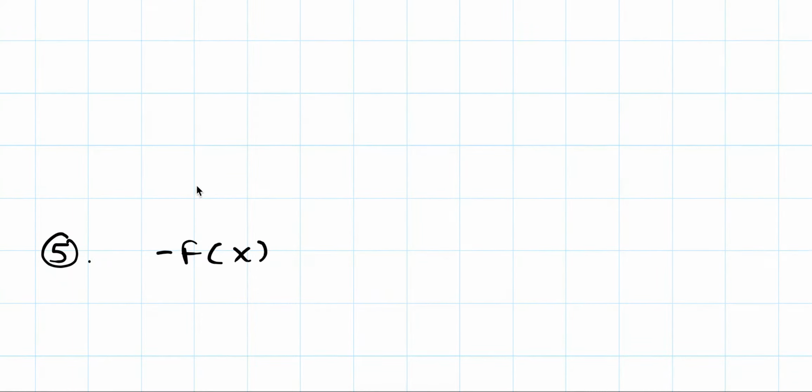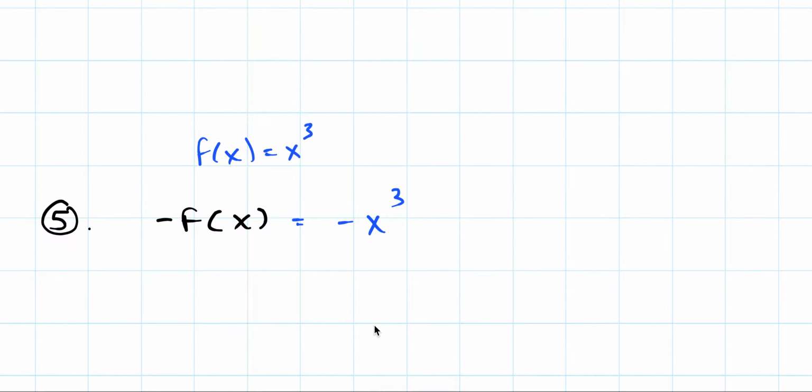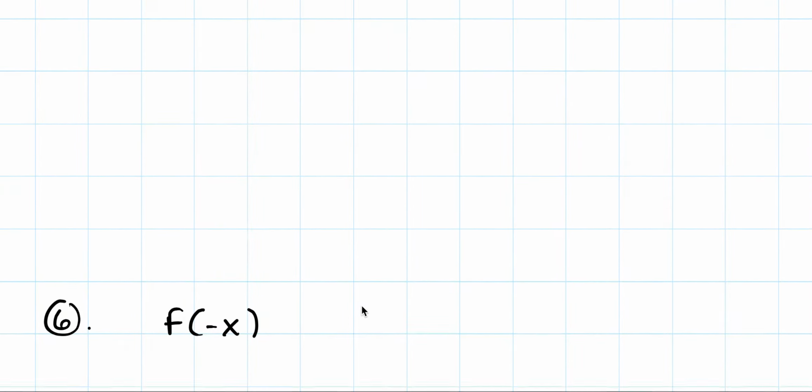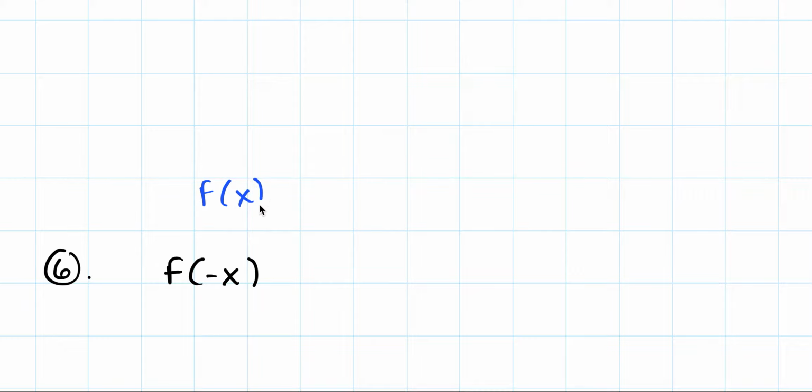Two more. This is our function, x cubed. Multiply it by a negative, and we'll get negative x cubed. And this one says plug in that negative on the inside of this cubed. So we'll get negative x cubed.